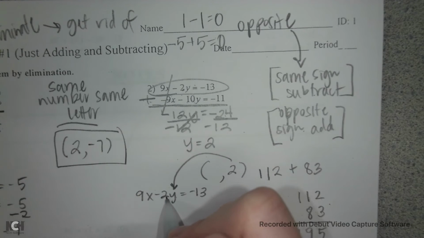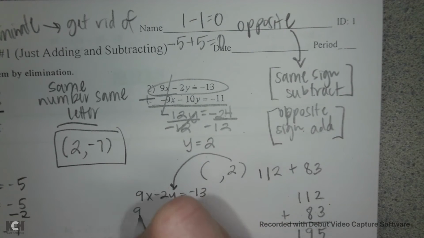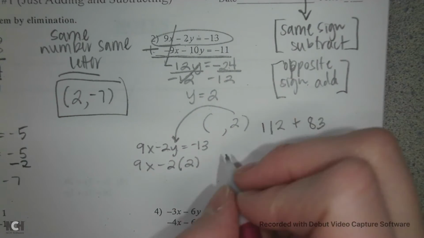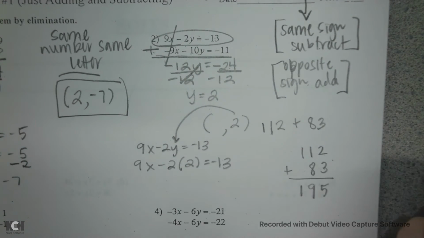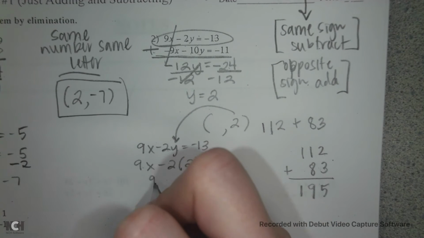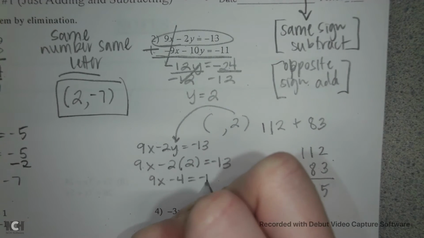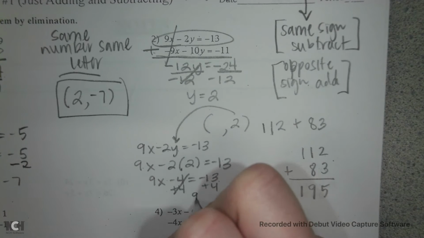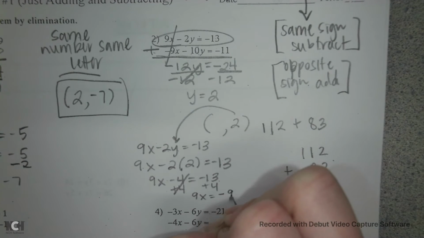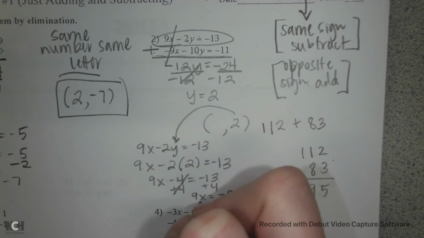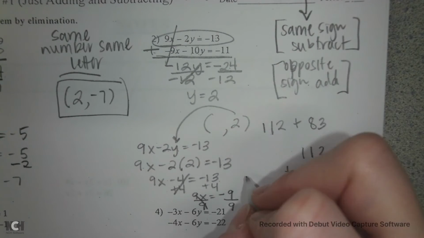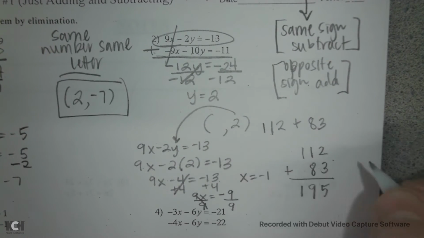Since my y and my negative 2 are getting multiplied, I have to be multiplying my negative 2 to the 2 that we just got for our y value. And that equals negative 13. Solve for x. 9x minus 4 equals negative 13. Add 4 to each side, and now I have 9x equals negative 9. To get that variable by itself, we're going to do our final step of dividing each side by 9, and x is equal to negative 1.